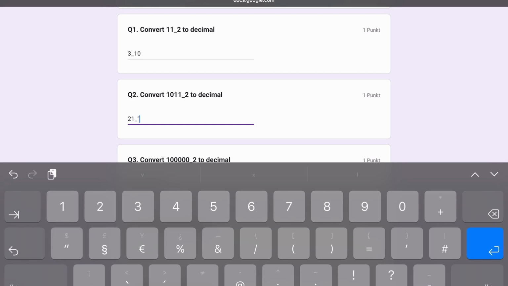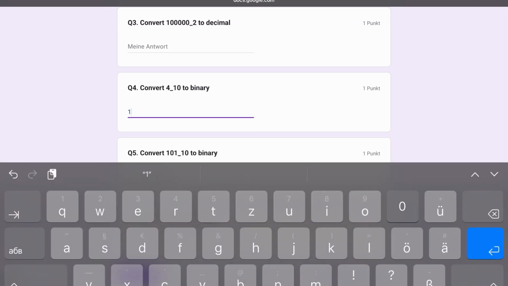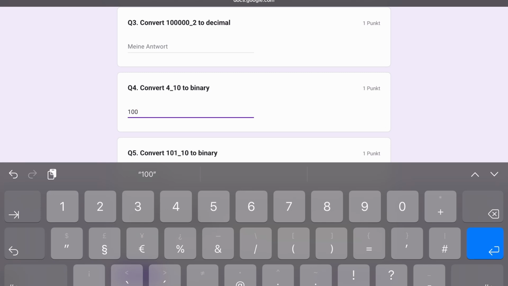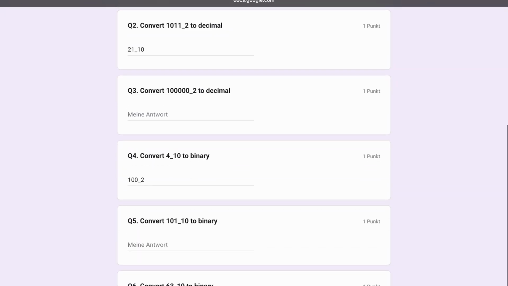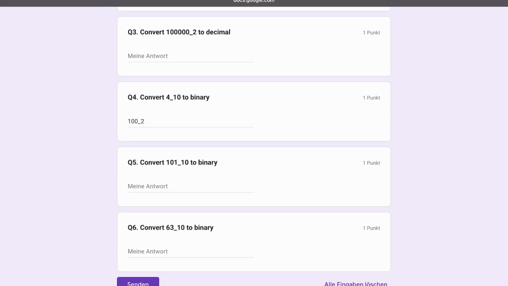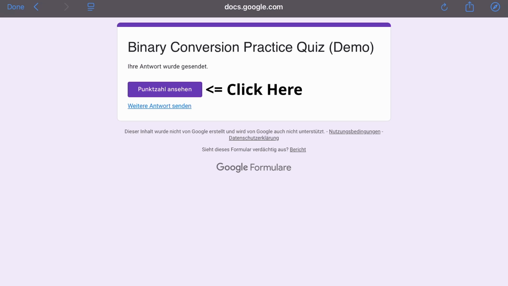This one is supposed to be incorrect to show you what it looks like. And we didn't do 3, we did 4, which we got 100 in binary, so this would be underscore 2. And the rest we didn't do. So you can just fill in the ones you did get and submit it, and then see your answers afterwards.